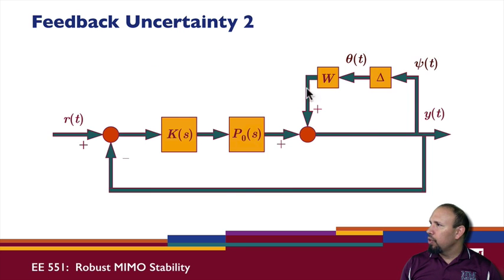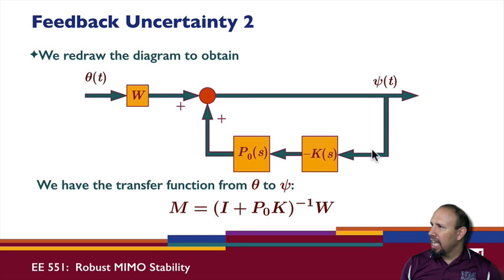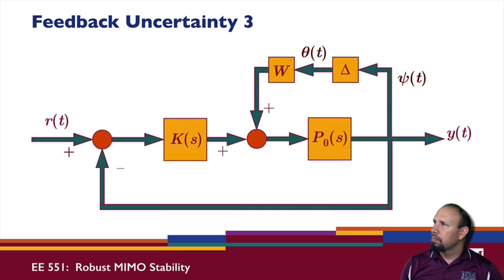Feedback uncertainty 2, I have it now on this side. So this connection and this are interchanged. So again, this is my input, this is my output. I redraw the diagram. This is what I get. From this, I get this model, M.